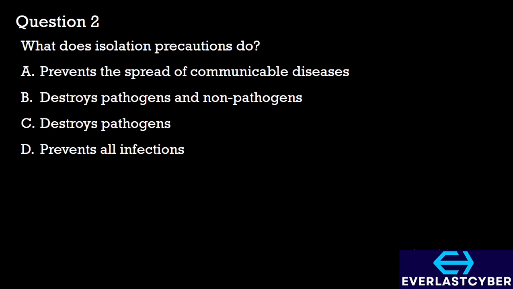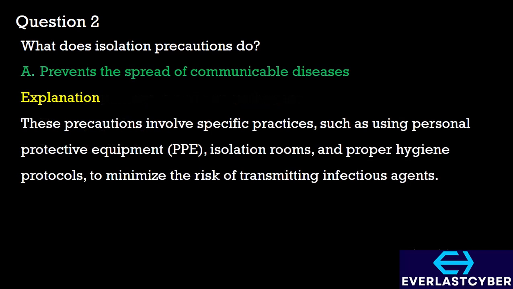The same applies to option C. Isolation precautions help to prevent the transmission of pathogens, but they don't destroy them directly. For option D, isolation precautions do not prevent all infections, but rather limit the spread of specific infectious diseases that are communicable. So our answer here is option A. Isolation precautions involve specific practices like using personal protective equipment, isolation rooms, and proper hygiene protocols in order to minimize the risk of transmitting infectious agents.